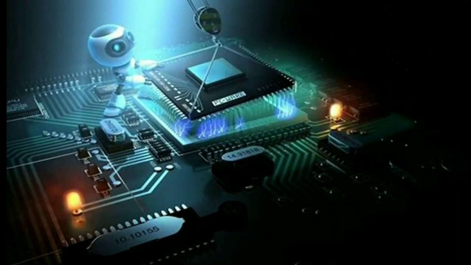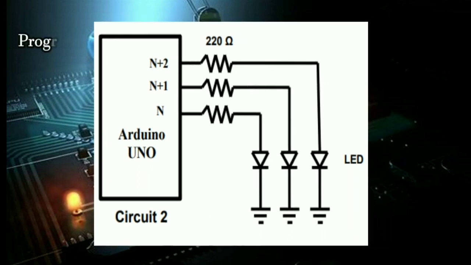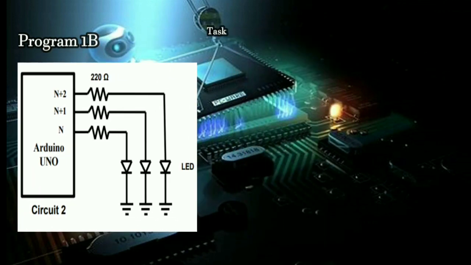So let us proceed with our circuit 2. As you can see, for this circuit 2, we have 3 resistors and 3 LEDs connected to pin N, pin N plus 1, and pin N plus 2. And all the resistor values are 220 ohms. Our objective for this circuit 2, or program 1B, is to write a program to light the 3 LEDs shown in circuit 2 in sequence.